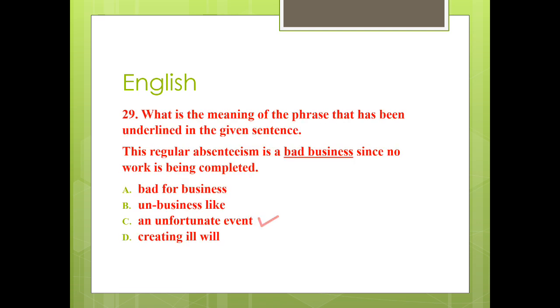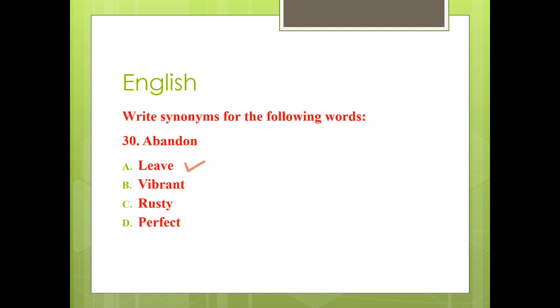Then what is the meaning of the phrase that has been underlined in the given sentence? Yes, you will get phrases and idioms. So over here they've given you bad business. Bad business means an unfortunate event. So option C is the correct one.